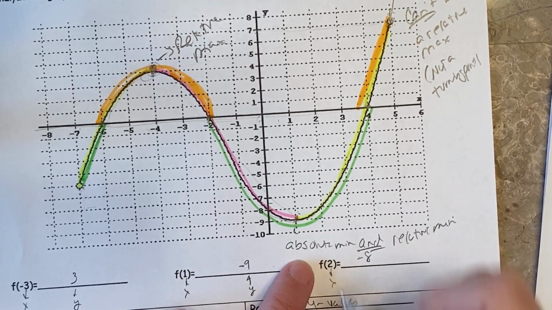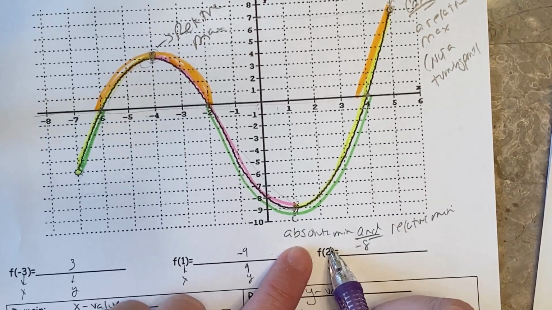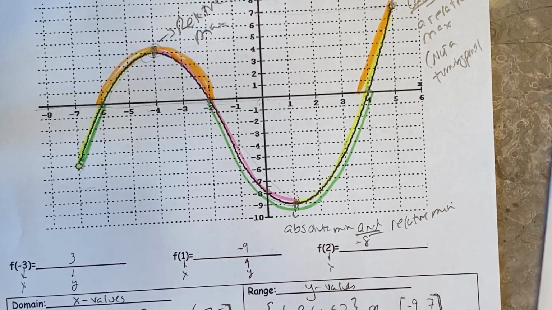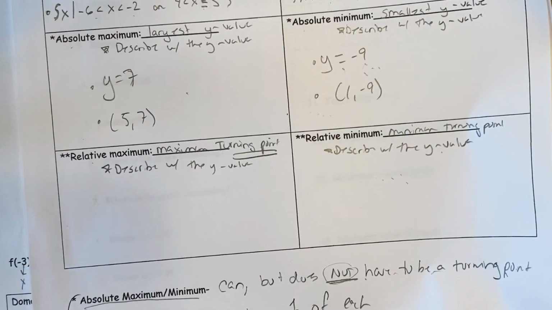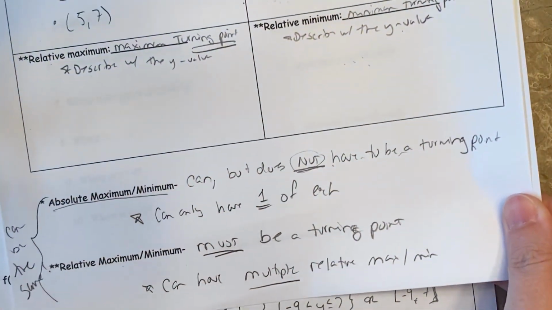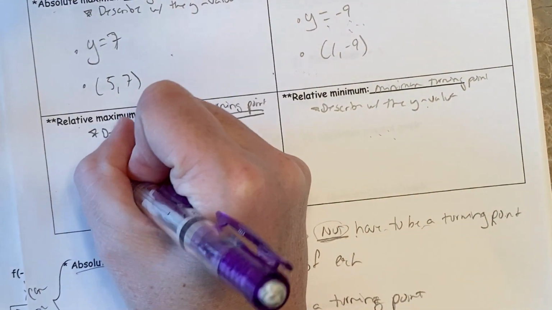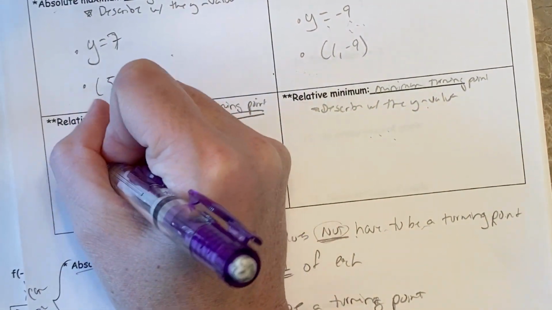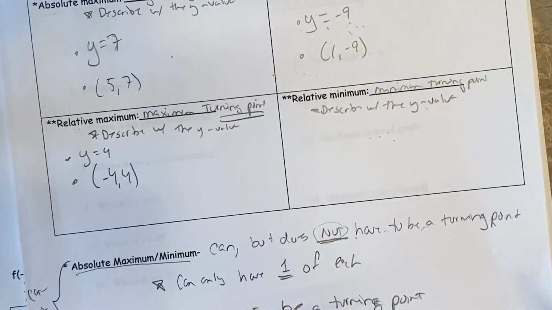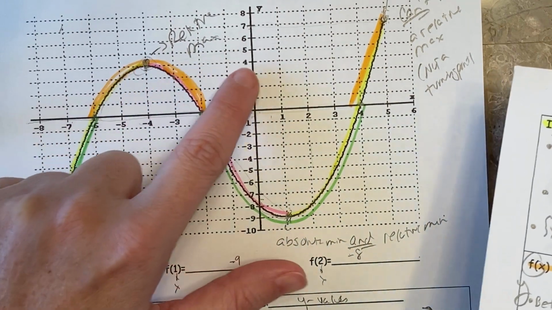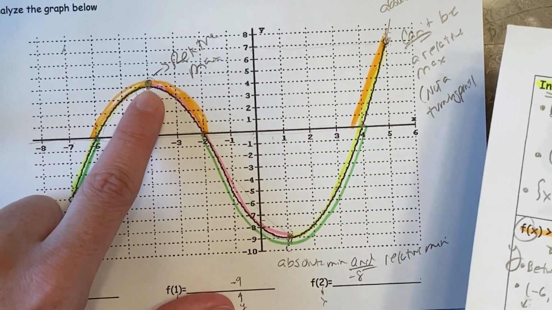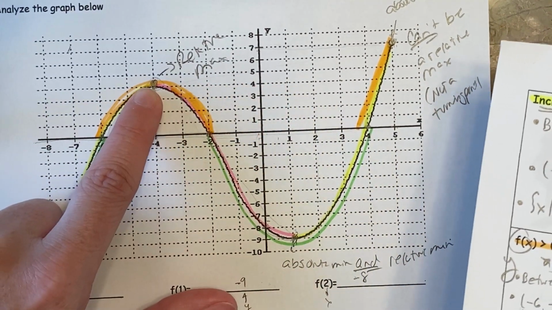So here's a dot that not only is an absolute min, but it's a relative min, and that is okay, right? I said before that they can be the same exact number. All right, so y equals 4. Okay, so again, let me show you that. Y equals 4 was right over here. That was a turning point. That's a relative max. Okay, you can't pick this one, not a turning point.